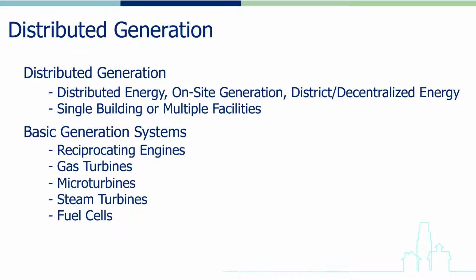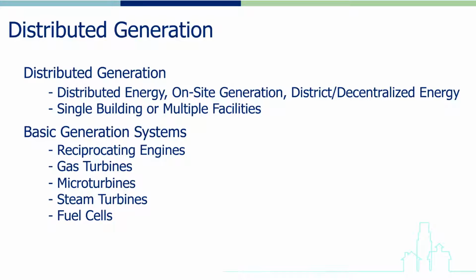Distributed generation, also called distributed energy, on-site generation, or district or decentralized energy, refers to a variety of technologies that generate electricity at or near where it will be used. Conventional power stations such as coal-fired, gas, and nuclear-powered plants, as well as hydroelectric dams and large-scale solar power stations, are centralized and often require electric energy to be transmitted over long distances.